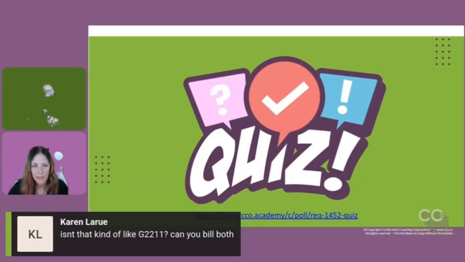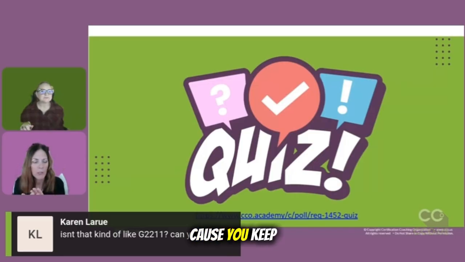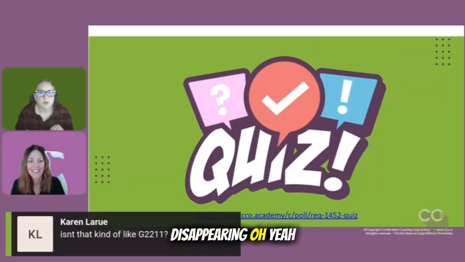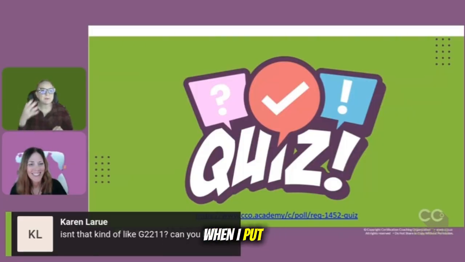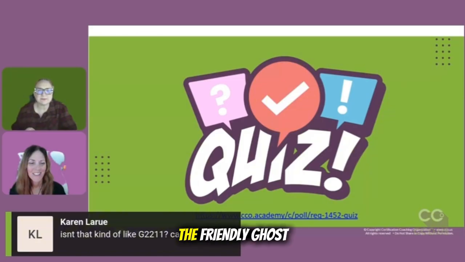No. Okay. It is similar in... Come to your camera, because you keep disappearing. Yeah. I noticed that when I put my hand over my face, it went black, like I was Casper the Friendly Ghost or something.